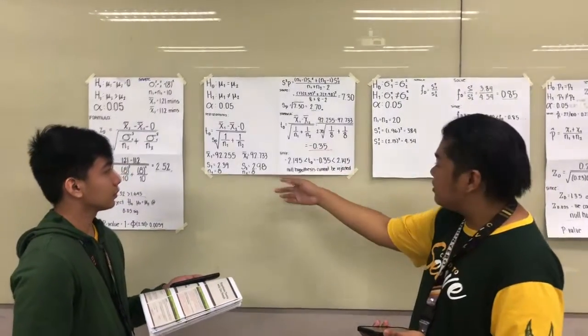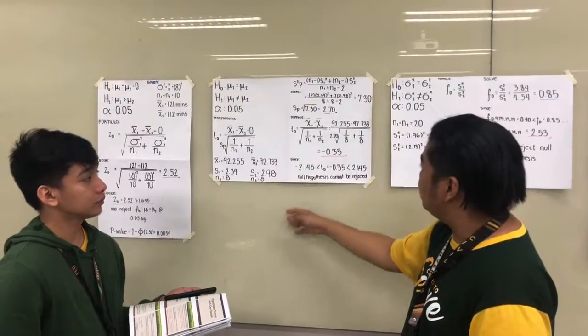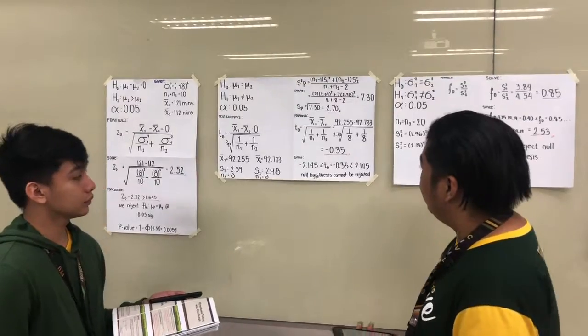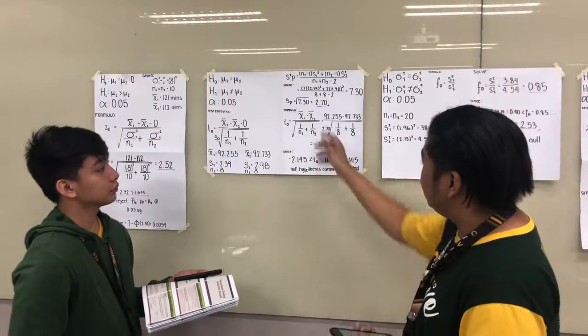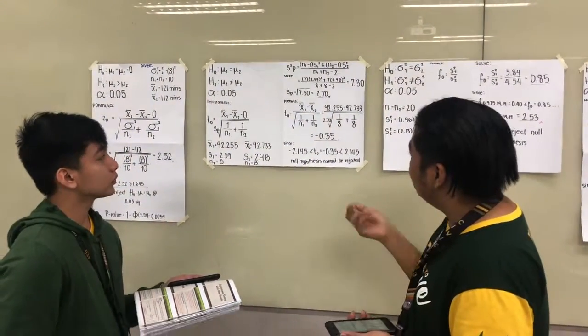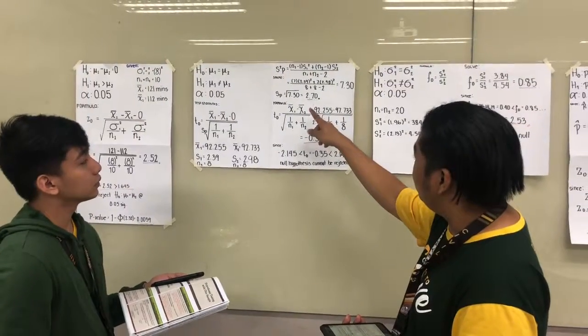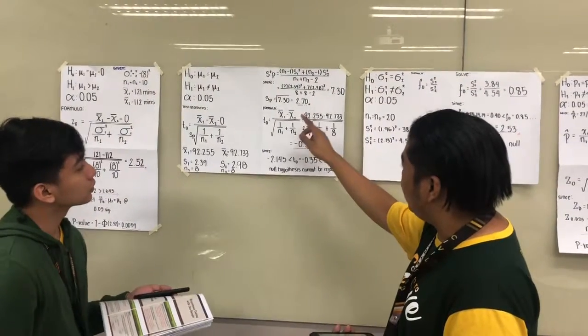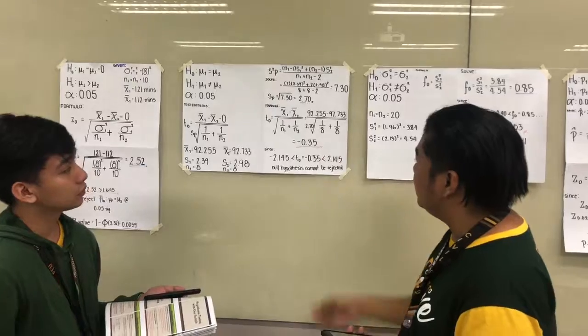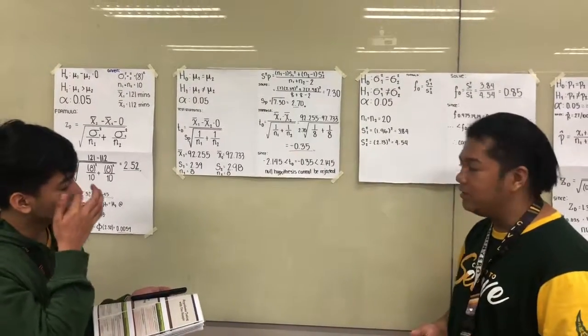Then substitute all the given info to the solution. And then from that we get the variance of the sample population. So we equate that to the square root of 7.30. Then we get 2.70.